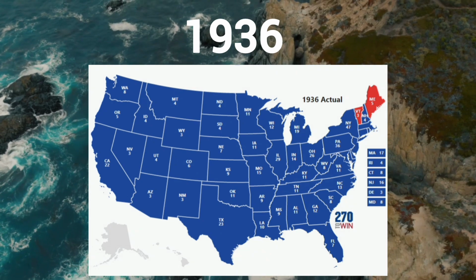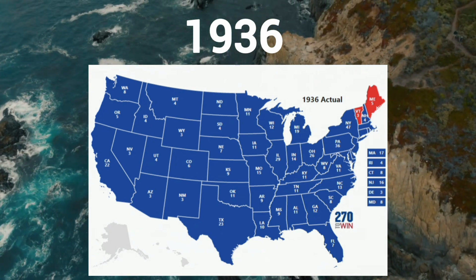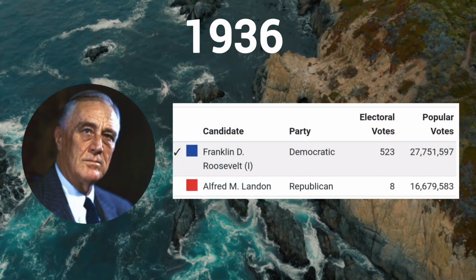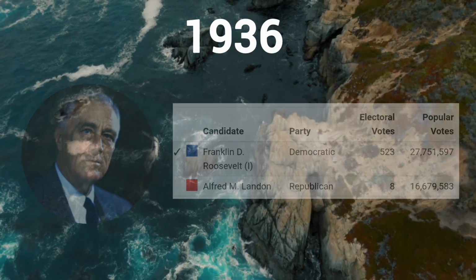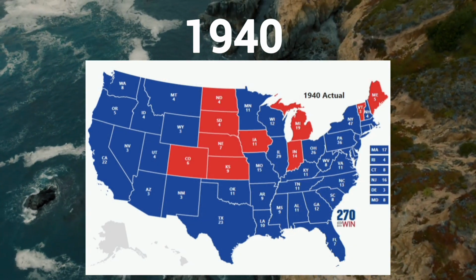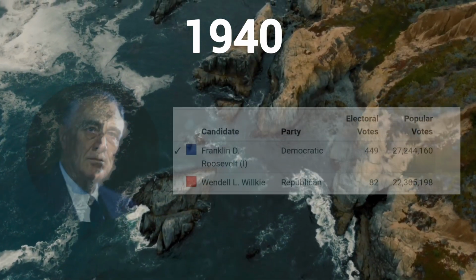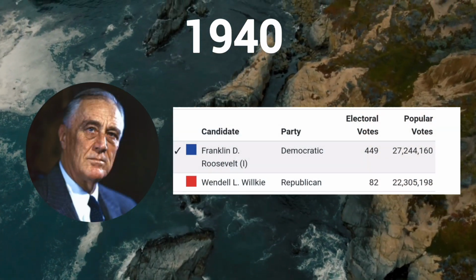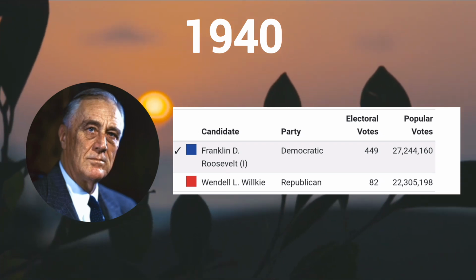The United States presidential election of 1936 was the most lopsided presidential election in the history of the United States in terms of electoral votes. Roosevelt took all the votes except 8. The United States presidential election of 1940 was fought in the shadow of World War II as the United States was emerging from the Great Depression. Roosevelt won the election to become the first and only president elected for a third consecutive term.